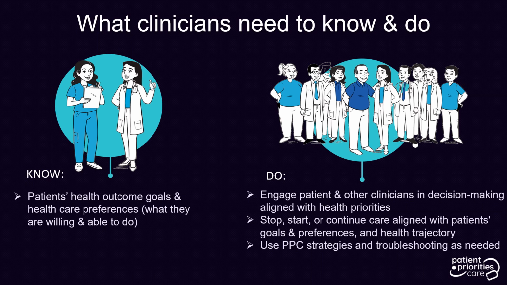What do clinicians need to know and do? They need to learn and understand each patient's goals and preferences by reviewing the health priorities template that's been created for them. Occasionally, the clinician could be the one who helps the patient identify their priorities. It depends upon their own desires. They then need to work with patients, their caregivers, and other clinicians to start, stop, or continue care based on priorities. Clinicians will learn strategies and troubleshooting for aligning care with patient priorities in the clinician training.